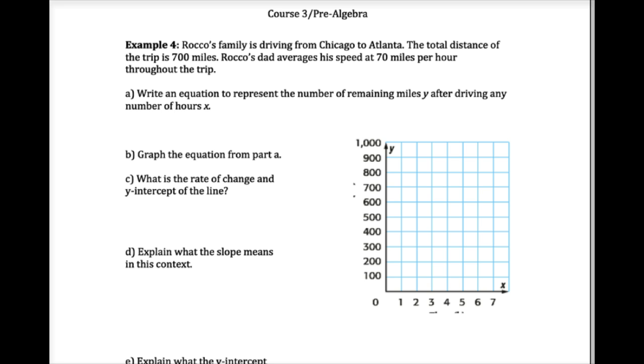All right. Let's get an equation to represent the numbers. Here's where it got tricky. The y, guys, was the number of miles remaining till you get to Atlanta. Not the number of miles you've traveled, the number of miles remaining. Okay? Driving any number of hours x.